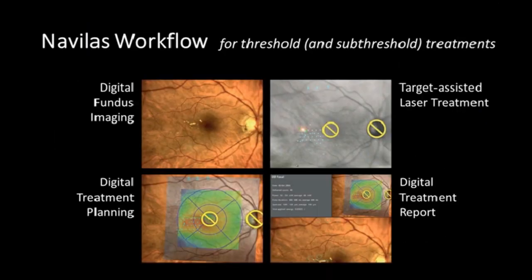I'm going to show you some of what happens, the Navilas workflow. There is digital fundus imaging, and you can either put an OCT overlay or a color fundus overlay or a fundus fluorescein angiogram. You digitally plan on this, and then it uses an eye tracker and allows targeted, assisted laser treatment. You put no-fly zones in areas where you don't want treatment, the nerve and the fovea, for example, followed by the treatment, which is pre-programmed by yourself.